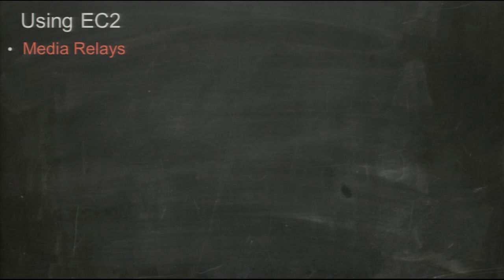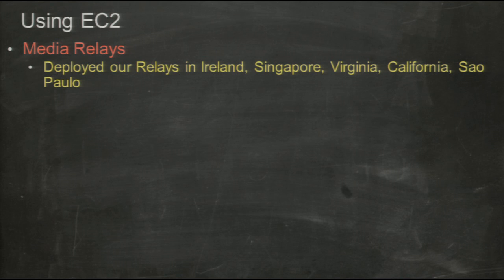So we are using EC2 for our media relays, and let's talk a little bit about that. We deployed our relays all over. We are actually using all the regions that Amazon can offer, except for Australia right now. And that's really nice. We are also using the regions in the US as a backup to our data centers as well.